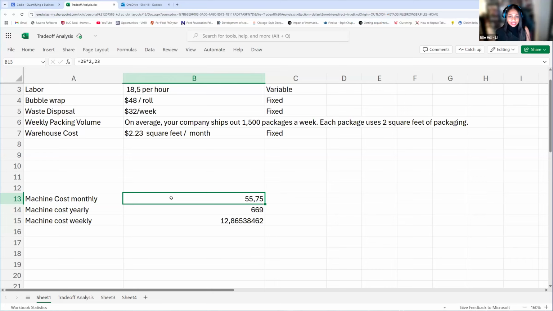If we scale this up to yearly and then divide it into 52 weeks, now we're considering the cost evenly among all weeks in the year. Does that make sense? Is that okay?